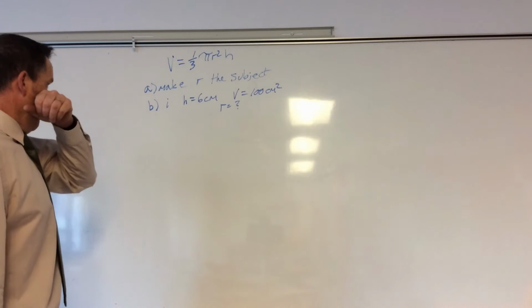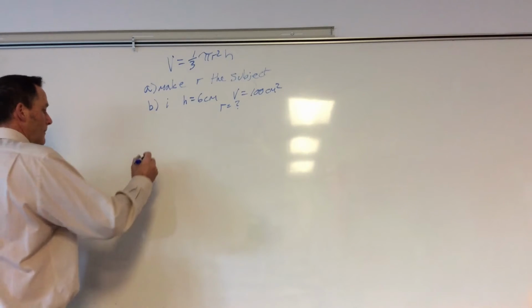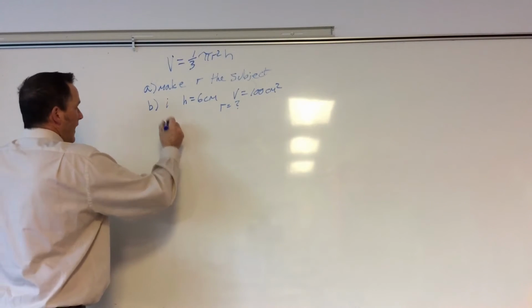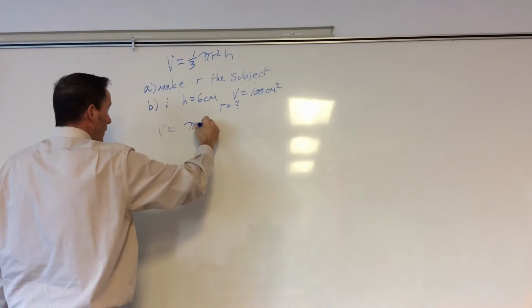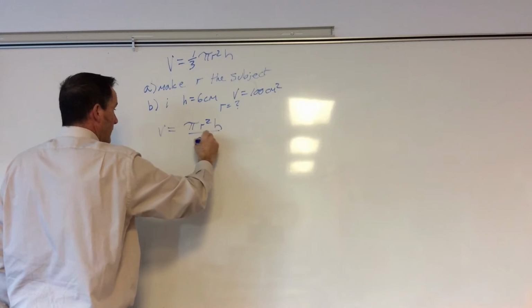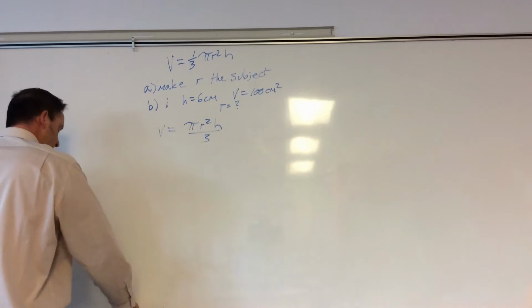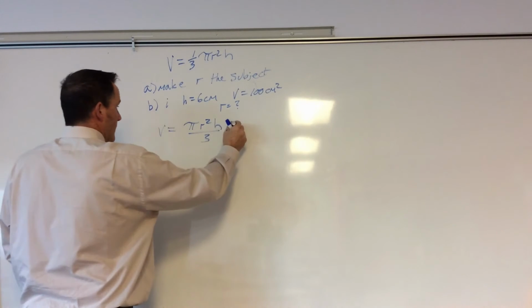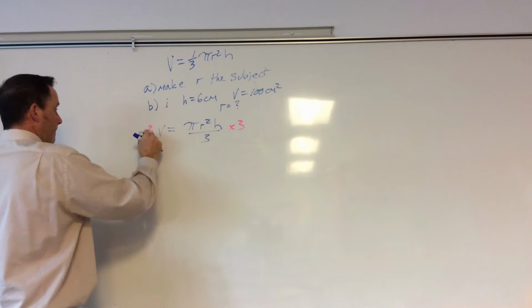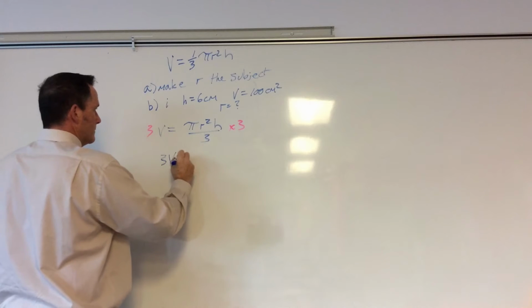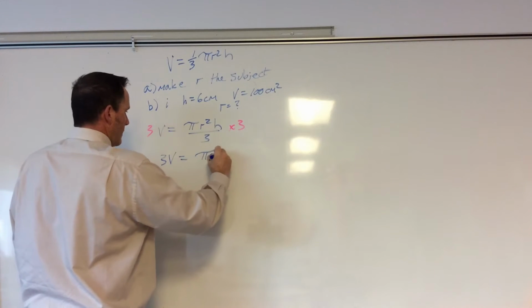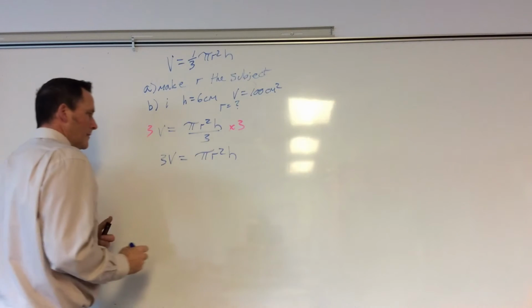So, start with the rearrangement. First thing I always do, I never like the 1/3, so I'm going to do V equals pi r squared h divided by 3. First step, multiply both sides by 3. So I get 3V equals pi r squared h.